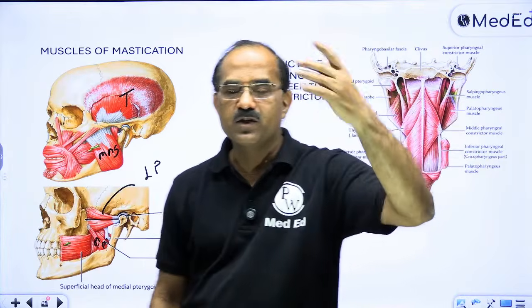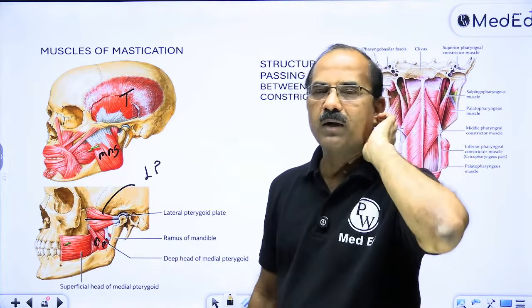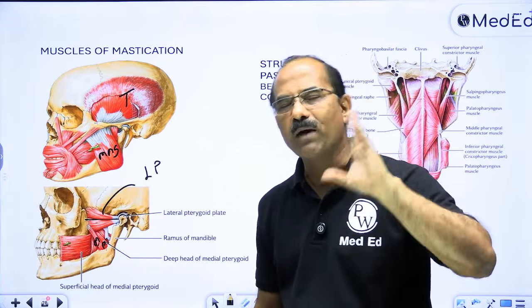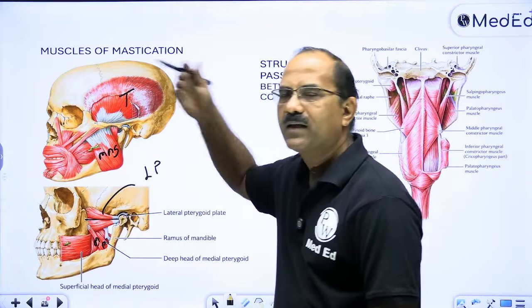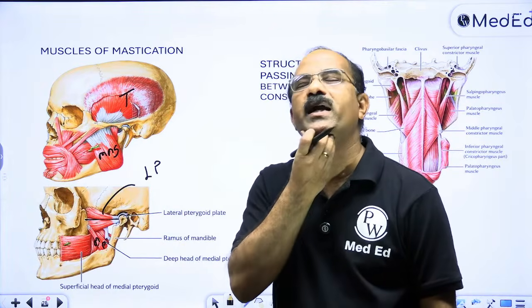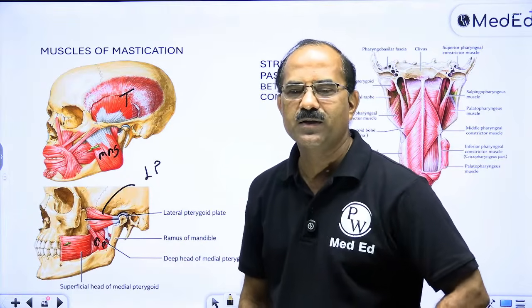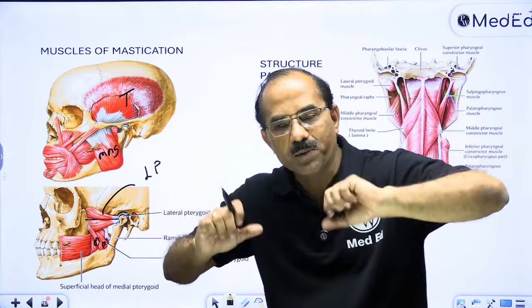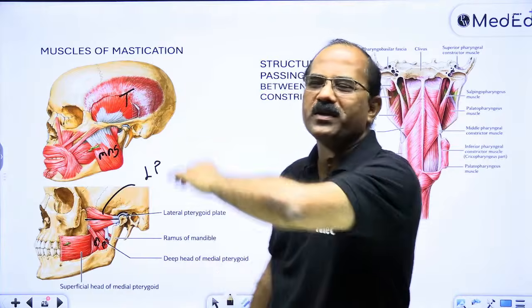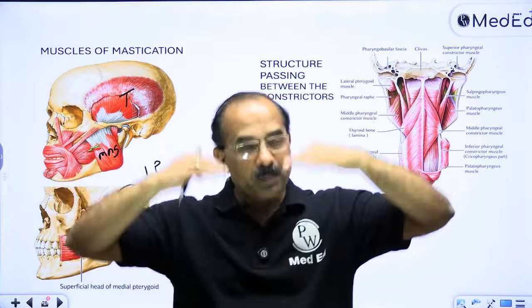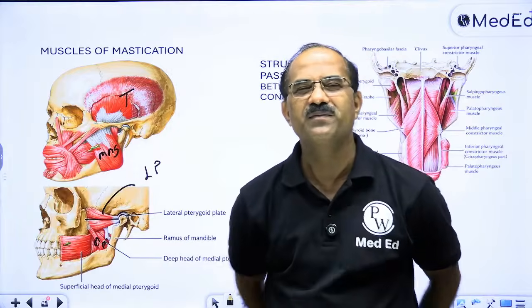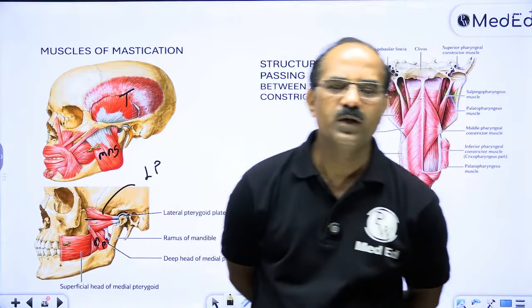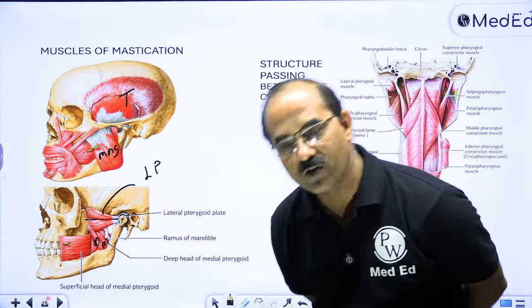All these muscles of mastication are supplied by whom? The mandibular nerve. All the muscles of mastication are supplied by mandibular nerve. ये जितने भी muscles हैं, they are going to cause elevation of the mandible, except, come on, that's very important, the only muscle of mastication which causes depression of the mandible is, any guesses?